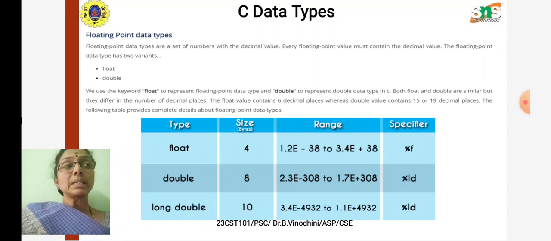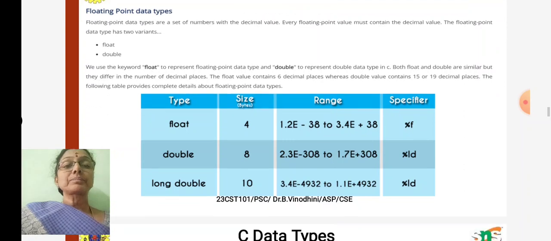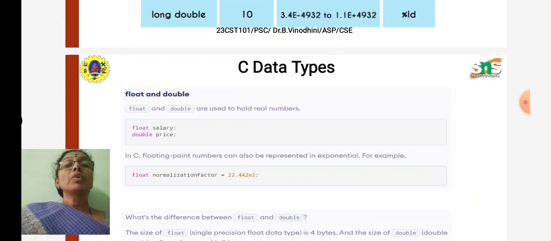In integer, we have three categorizations based upon the size of the integer data: whether it is a small int, short, or long, and whether it is unsigned or signed. Float and double are, for example, real numbers or decimal point numbers. Suppose we use variables for salary or price, then we define them using float and double.